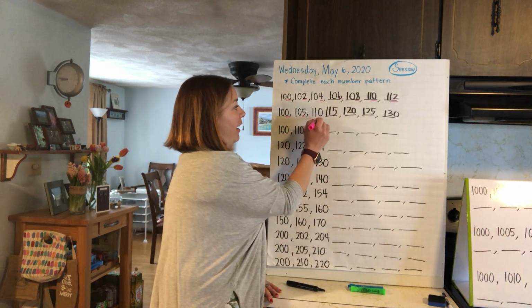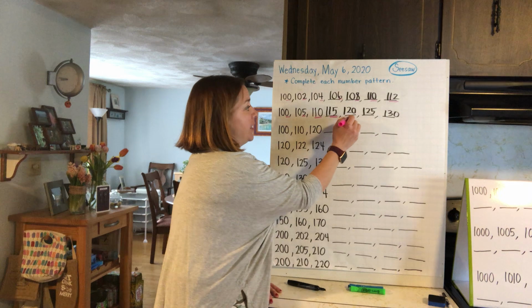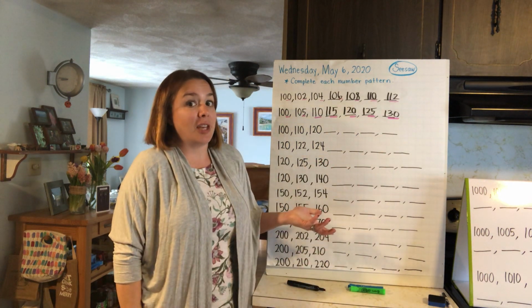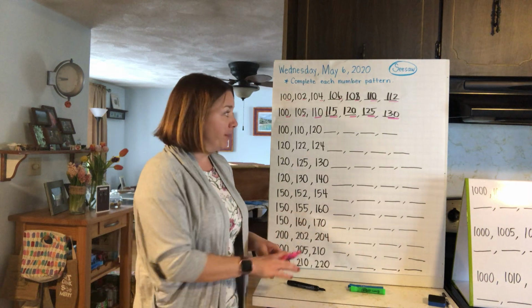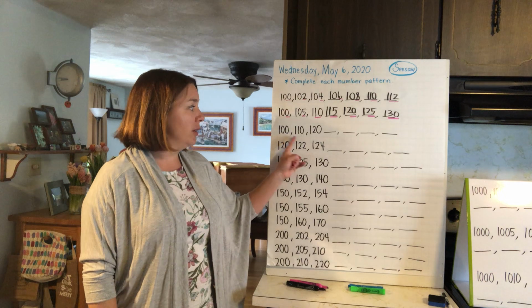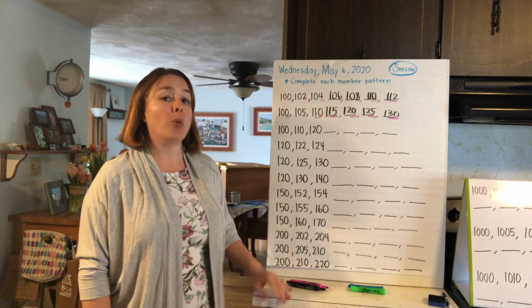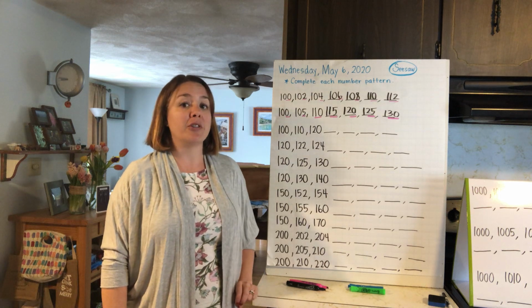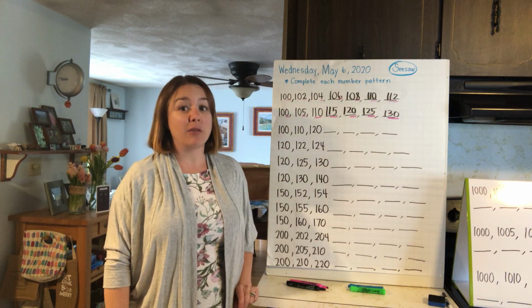0, 5, 10, 15, 20, 25, 30. It just keeps repeating, just like the regular old pattern. All right, here's a new pattern. Write on your paper 100, 110, 120. Then I want you to write the next four numbers.